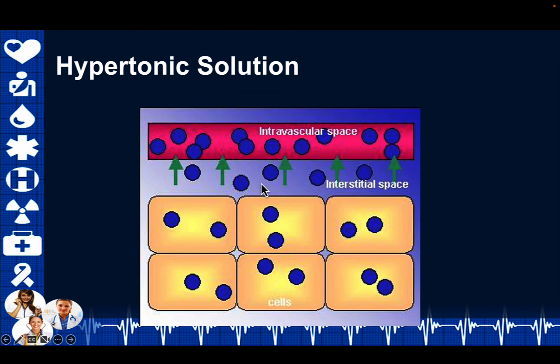And once the interstitial space dehydrates, then the cells have to get involved, and they'll send water into the interstitial space. They'll become dehydrated, and that will be all in the process of trying to reach equilibrium. So although we do get water into the intravascular space and that can increase blood volume and blood pressure in some states, it's going to dehydrate other cells, and that may, in a disease state, cause more problems for our patients.